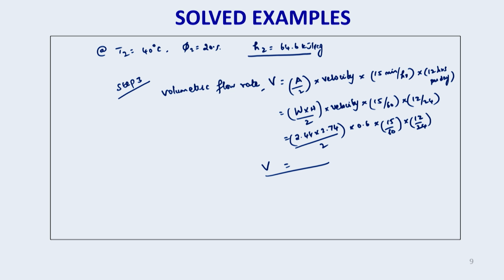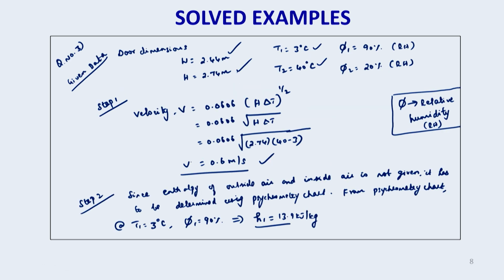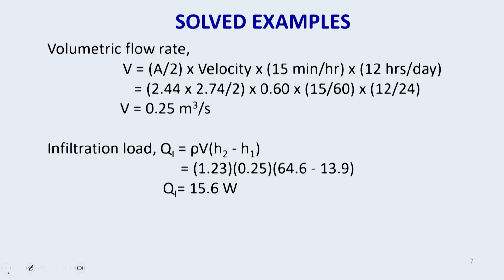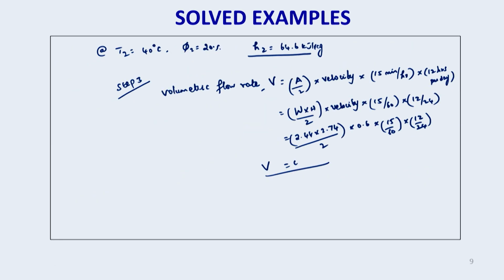So the volumetric flow rate comes to, this is not velocity, this is volumetric flow rate. That's why for velocity I have written the full form. In the first step this is velocity, and in step number 3 it is volumetric flow rate, because for both the terms we use capital V. It's better to write it out and then write the symbol. So the volumetric flow rate comes to 0.25 meter cube per second. Now we can calculate the infiltration load.